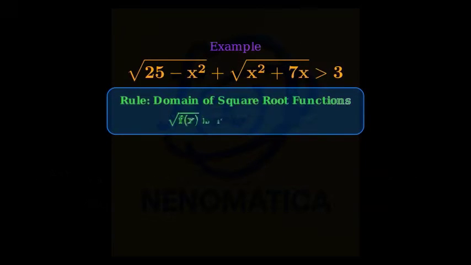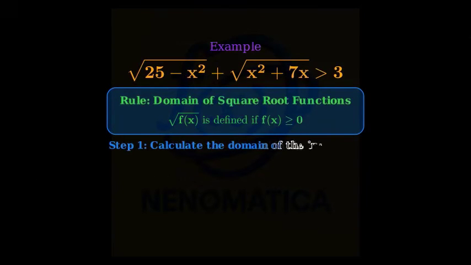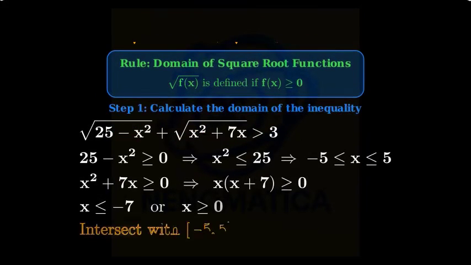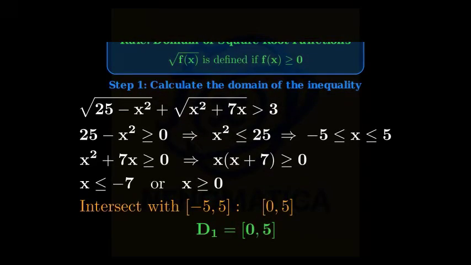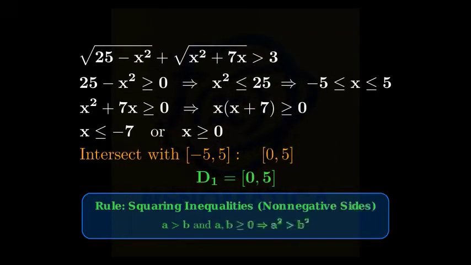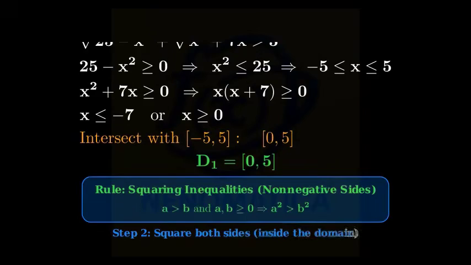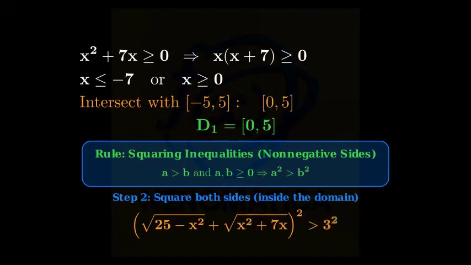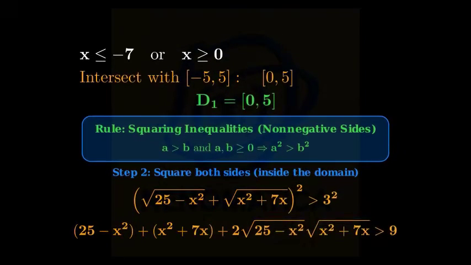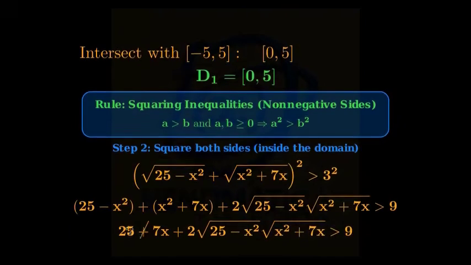Step 1. Calculate the domain of the inequality. We apply the rule about domains of square roots. The inside must be non-negative. Step 2. Square both sides of the inequality, but only within the domain, where both sides are non-negative. We expand and carefully rearrange to isolate the radical product.